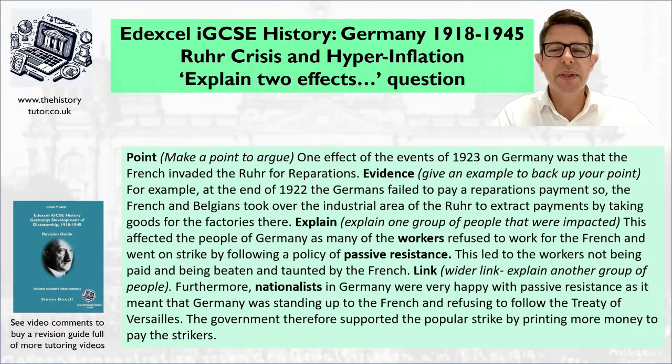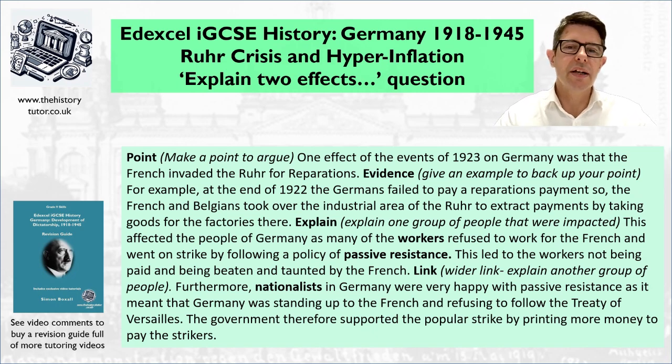Okay, so I've gone for furthermore, nationalists in Germany were very happy with passive resistance as it meant that Germany was standing up to the French and refusing to follow the Treaty of Versailles. The government therefore supported the popular strike by printing more money to pay the strikers. Okay, so now we've got a nice explanation, and we've connected to hyperinflation a little bit at the end. So that'd be quite a nice thing to do as well.